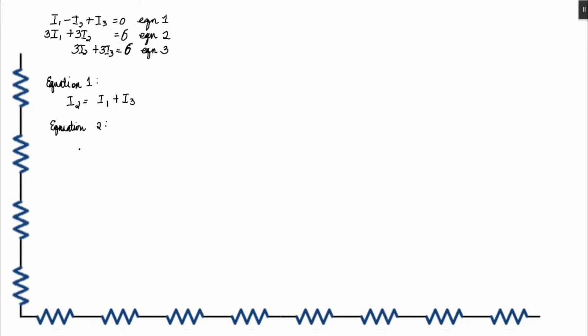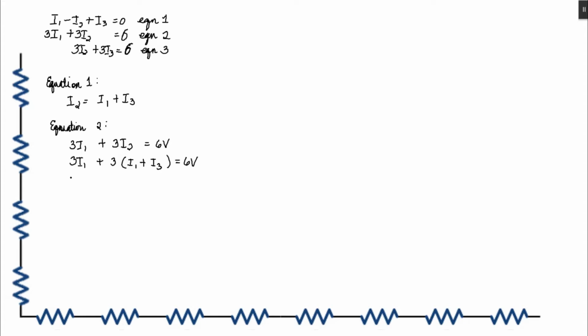Equation number 2. So here I have 3 I sub 1 plus 3 I sub 2 equals 6 volts. So ano pong mangyayari dito? Ang I sub 2 dyan, pwede ko rin siya isa-substitute doon kay equation number 1 na I sub 2 is equal to I sub 1 plus I sub 3. So, 3 I sub 1 plus 3. Then, I sub 2 po natin is I sub 1 plus I sub 3 equals 6 volts.